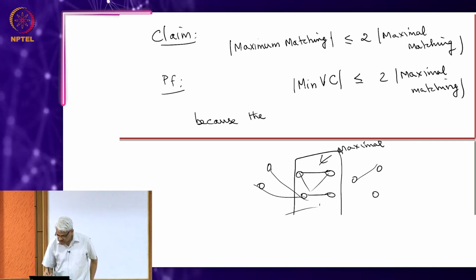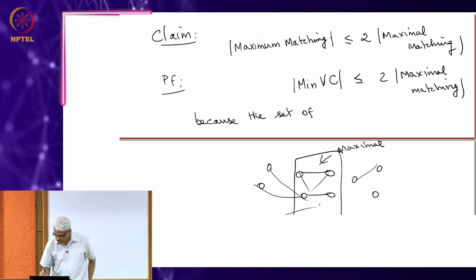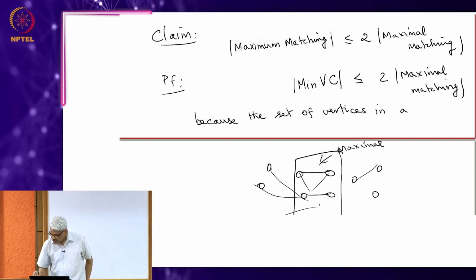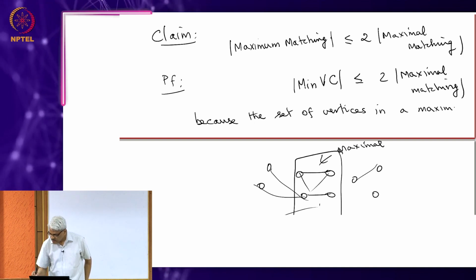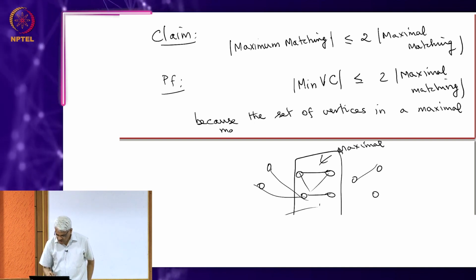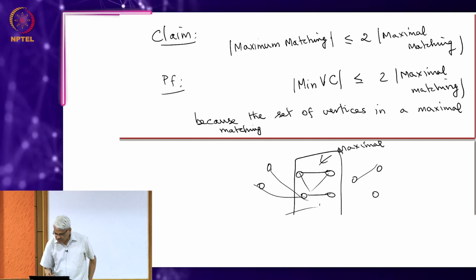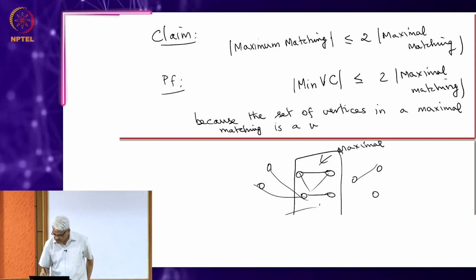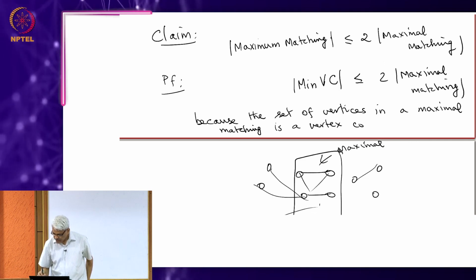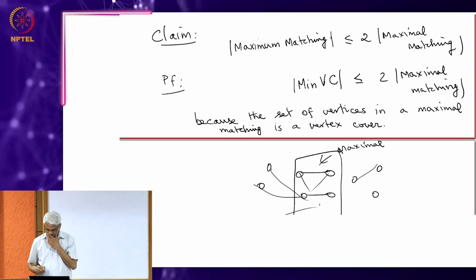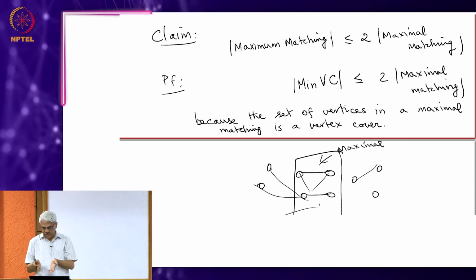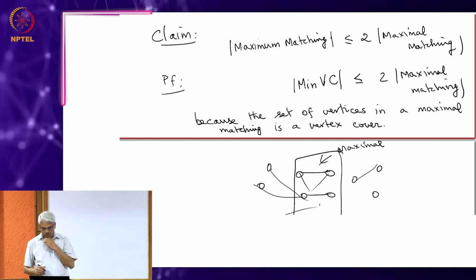Okay, that's the reason for this, because the set of vertices in a maximal matching, of size 2 times the number of edges, is a vertex cover. The minimum vertex cover may be a different vertex cover, but this is certainly a vertex cover, so the minimum vertex cover size may be smaller.